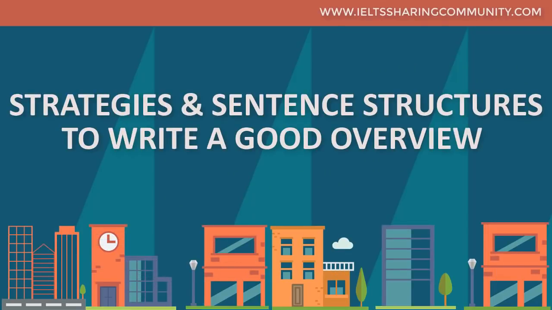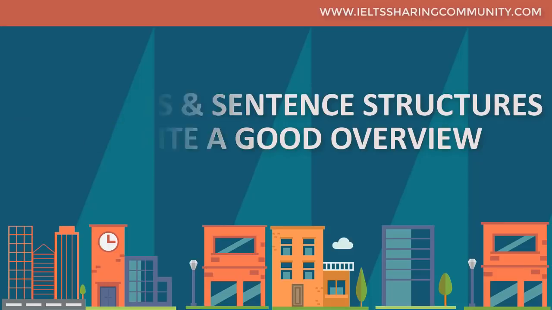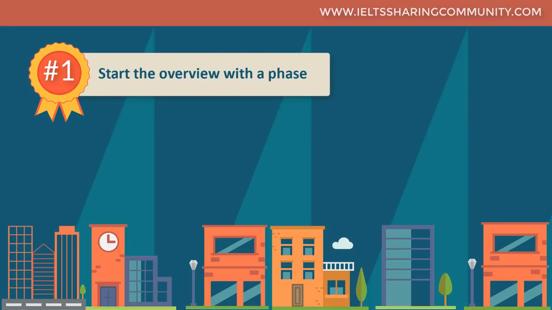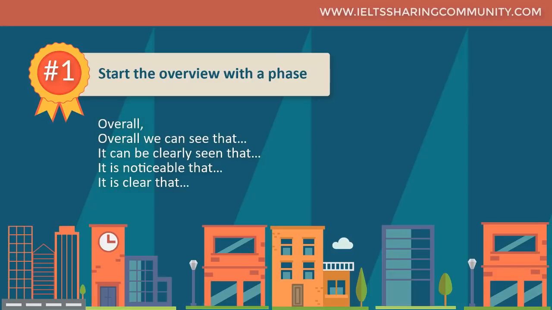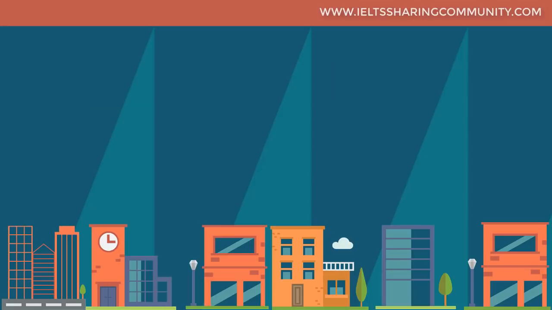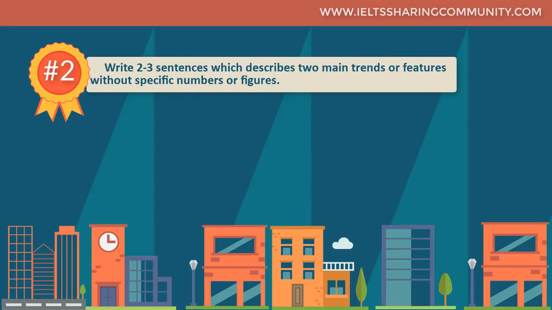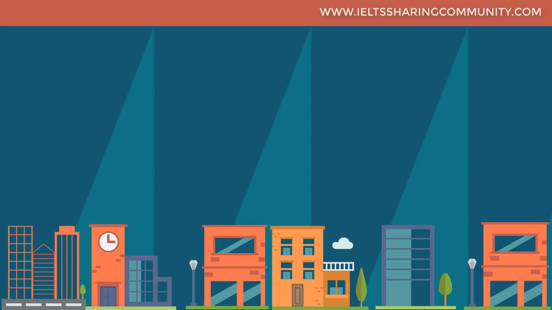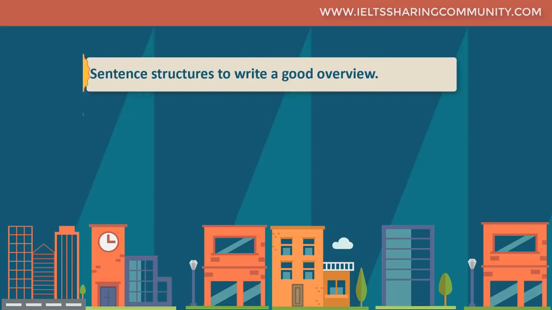Here are some tips and sentence structures how to write a good overview. Number 1. Start the overview with a phrase. Two. Write 2 or 3 sentences which describe 2 main trends or features without specific numbers or figures. Number 3. Sentence structures to write a good overview.